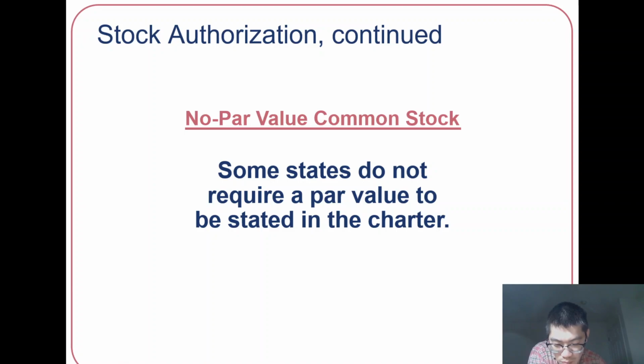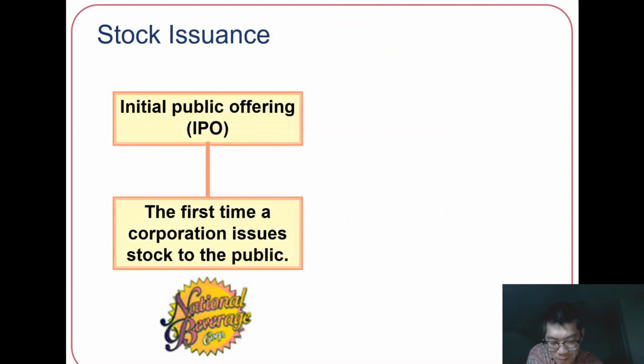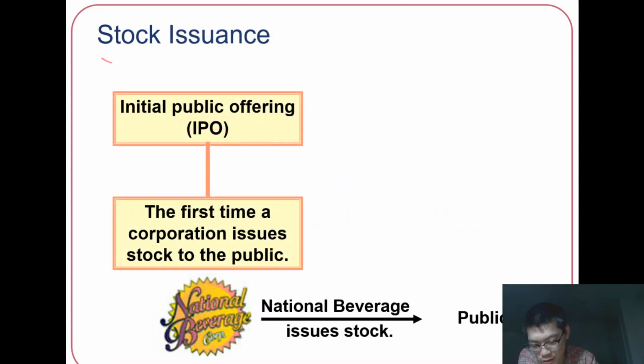So, no par value common stock. Also, there are some common stocks that don't carry any par value, and that's okay. But you don't see a lot of companies that have common stock with no par value. All right. Stock issuance.